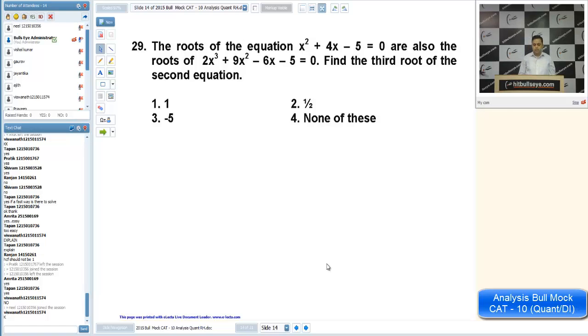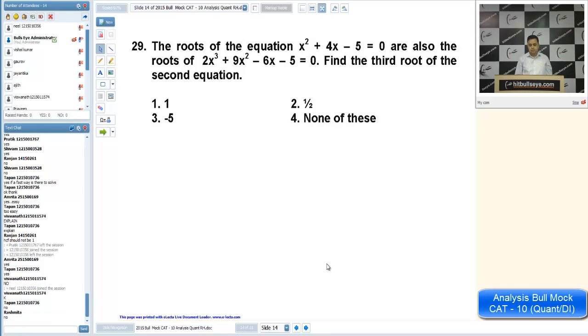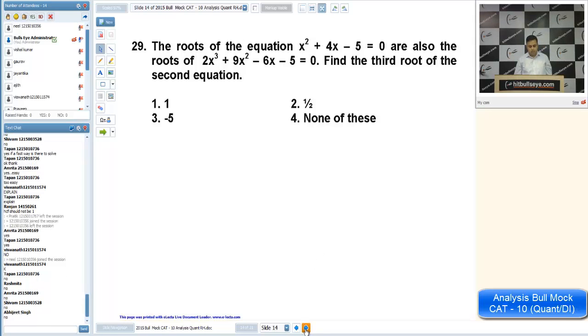Okay, next one is... okay. So should I solve this question or not? Actually, again an easier one. This one was easy. Okay, right. Abhijit Singh, no. Shivam Singh, no.